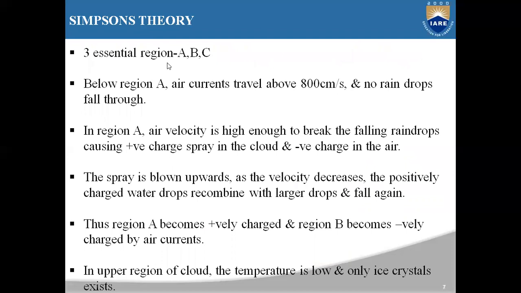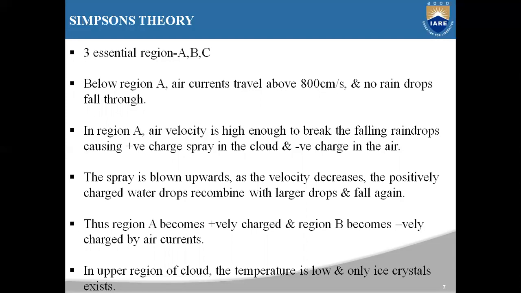So, Simpson's theory. This deals with three essential regions, that is A, B, C. When we separate a cloud into three regions, in the lower region A the air currents travel above 800 centimeters per second, and no raindrops fall through. So in this region A of the cloud, the air current travels at about 800 centimeters per second, such that there will be no raindrop falling from the cloud.